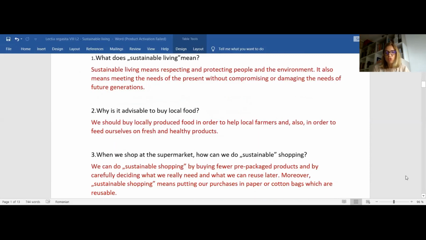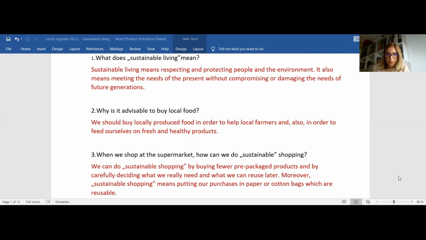When we shop at the supermarket, how can we do sustainable shopping? We can do sustainable shopping by buying fewer prepackaged products and by carefully deciding what we really need and what we can reuse later. Moreover, sustainable shopping means putting our purchases in paper or cotton bags, which are reusable.